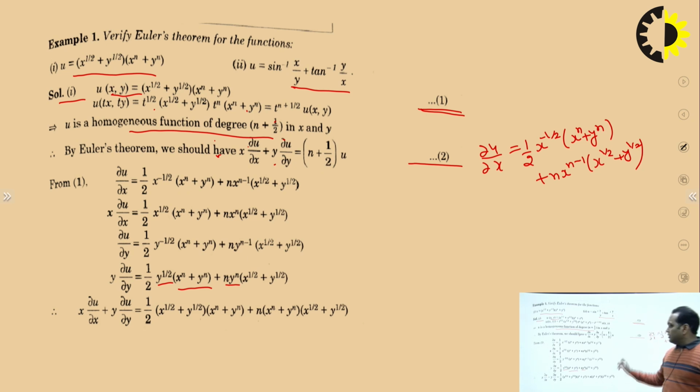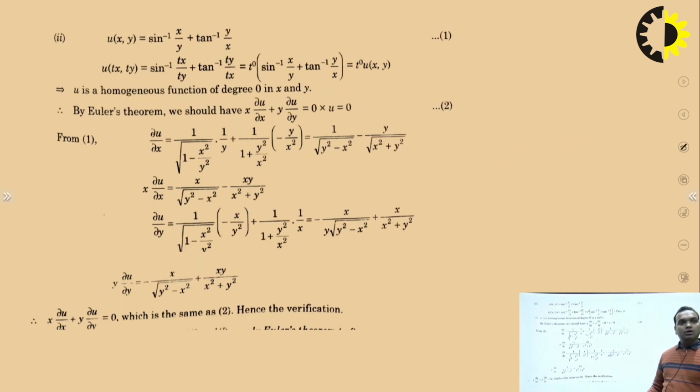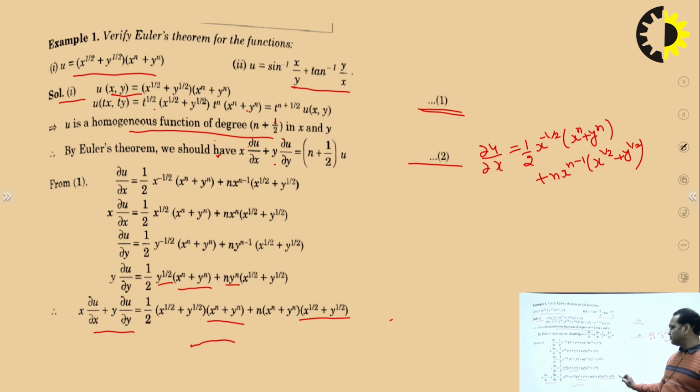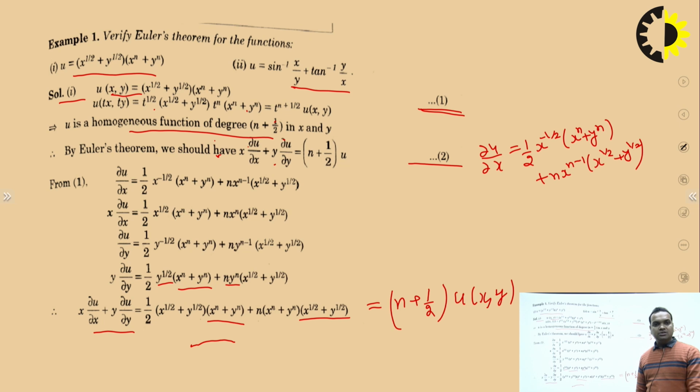So adding these equations, we get x ∂u/∂x + y ∂u/∂y = (1/2)(x^(1/2) + y^(1/2))(x^n + y^n) + n(x^n + y^n)(x^(1/2) + y^(1/2)), which is equal to (n + 1/2) times this function. Hence, Euler's theorem is verified.